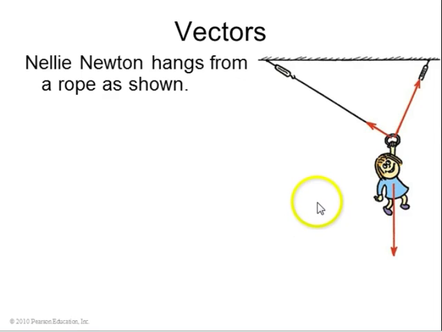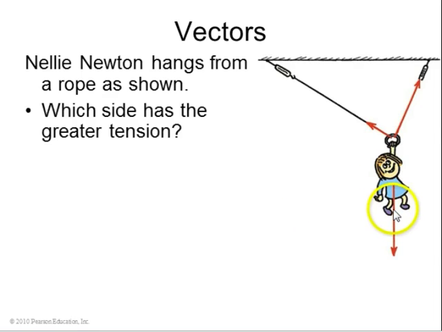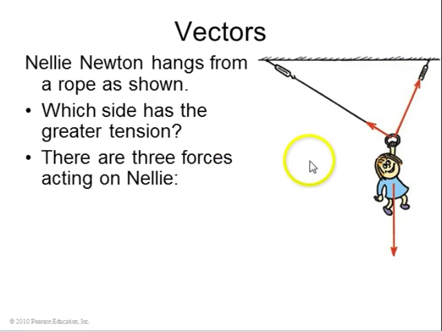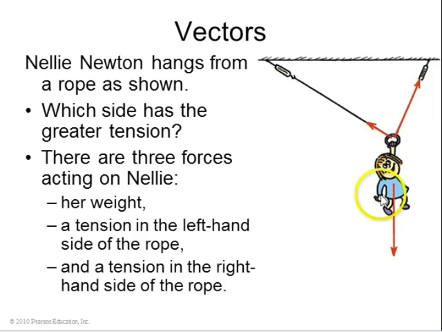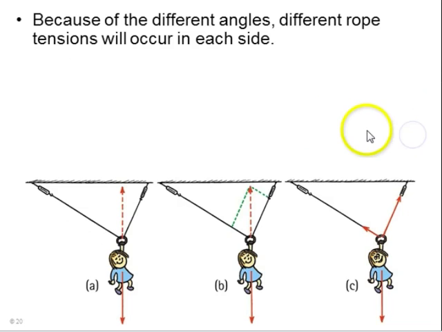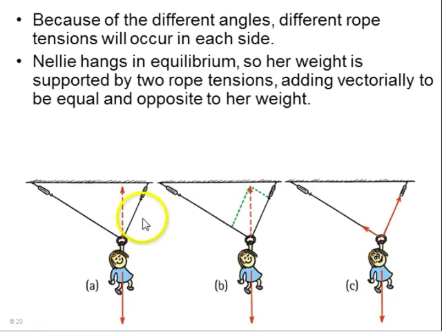Here's another vector problem. Nellie Newton hangs from a rope, as shown, one rope that goes underneath this ring. So which side of the rope has the greater tension? Well, there's three forces acting on Nellie. Her weight acts downwards. There's the tension in the left-hand side of the rope and then the right-hand side of the rope. Because these tensions are at different angles, there may be different tension forces on each side.